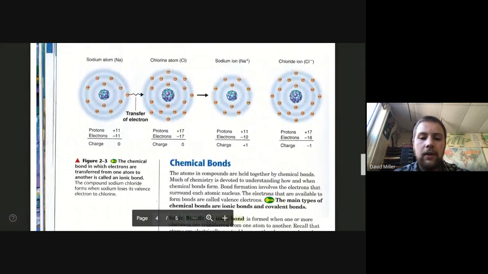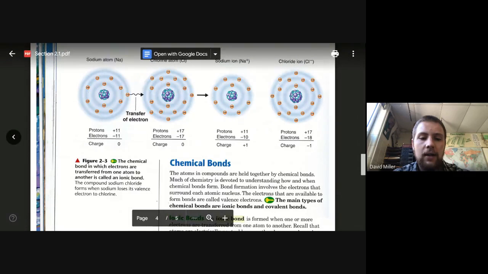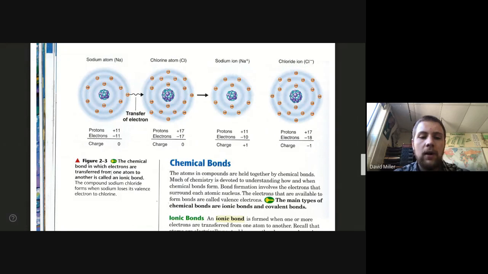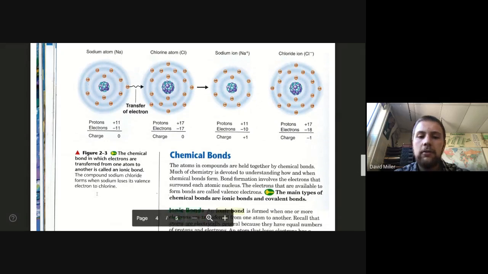Figure 2.3. The chemical bond in which electrons are transferred from one atom to another is called an ionic bond. The compound sodium chloride forms when sodium loses its valence electron to chlorine.